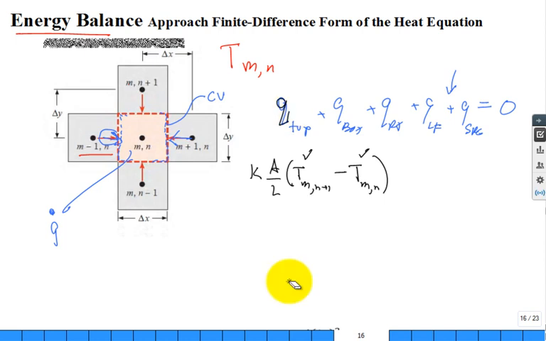For the second one, from the bottom, it'd be kA over L. Then you'd have the temperature outside, T(m, n-1), minus the temperature T(m, n). Yes, sir. What's L? In this problem, that's a great question. I need to get to this. So for this problem, I have area and length to struggle with. What is my area? That's probably the easier before the harder, the L.